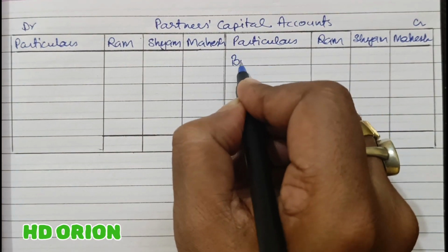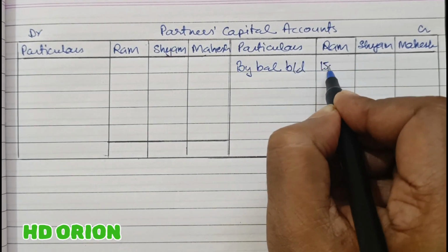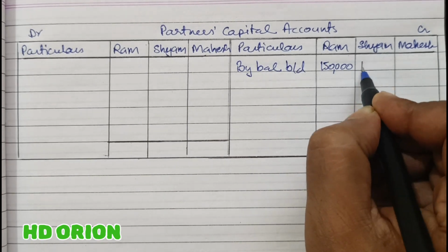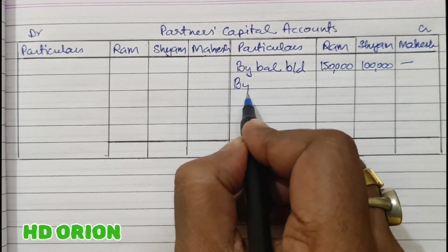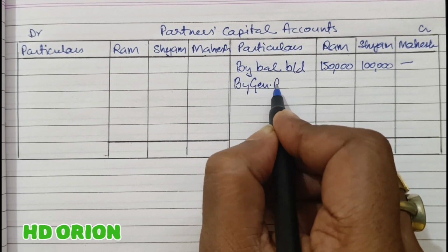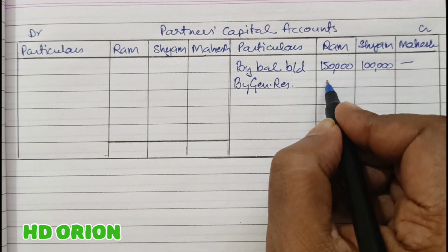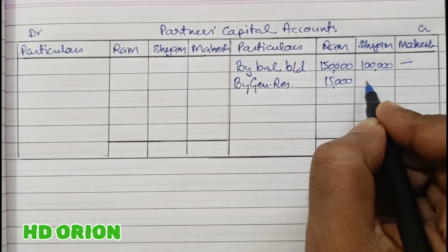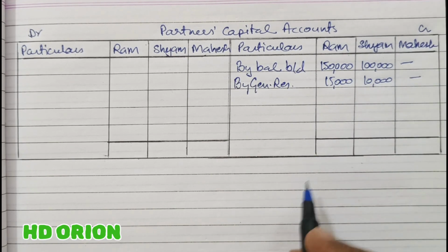In partners' capital account, first we will write the balance brought down as given in the balance sheet, rupees 1,50,000 and rupees 1 lakh. Then general reserve is also there. So general reserve will be divided in the old ratio. It is 15,000 and 10,000. The ratio is 3:2.